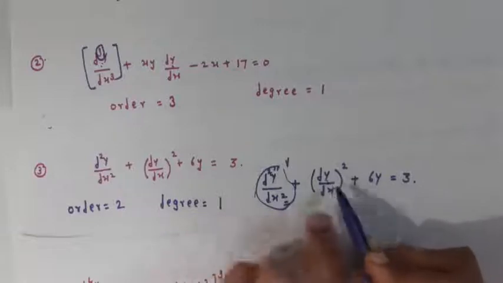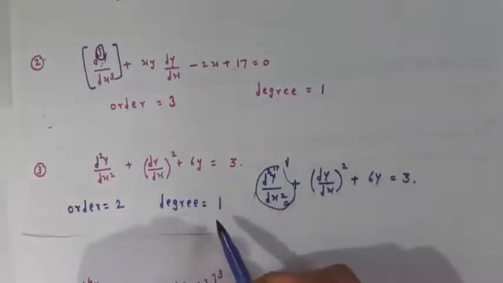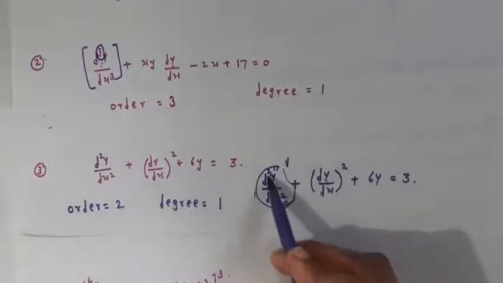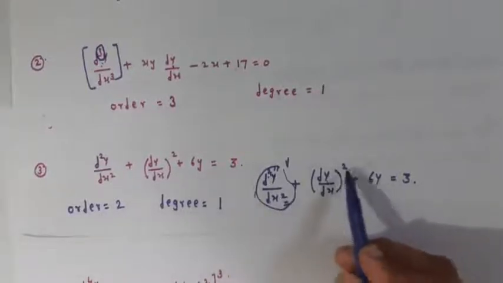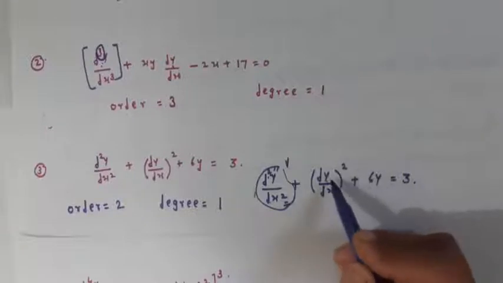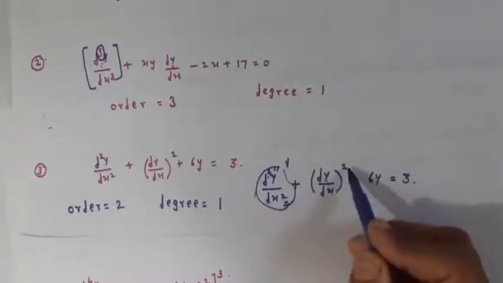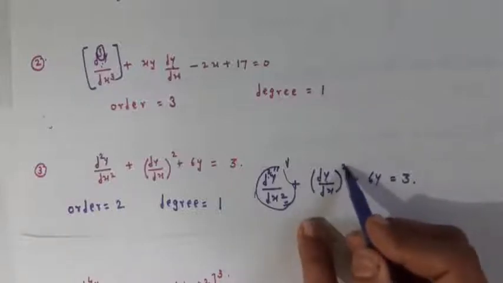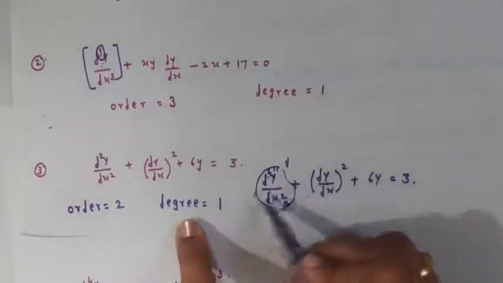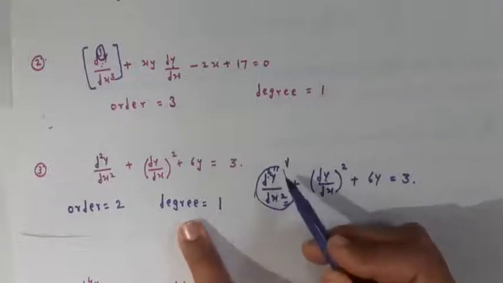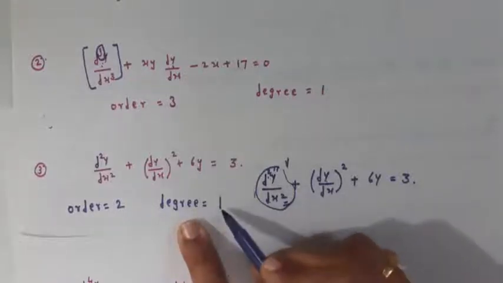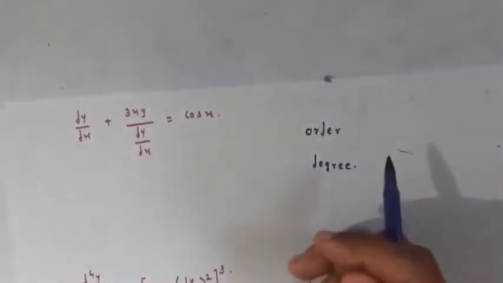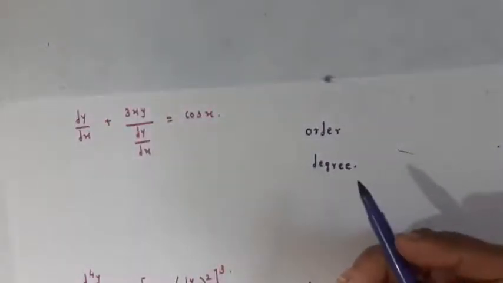Okay, so some may say the degree is due to the highest power, and the highest power is here 2. The power of dy/dx is 2, but the degree of the differential equation is not the highest power. It is the power of the highest order derivative. That's why its degree is 1. In this way, we have to find out the degree and order of a differential equation.